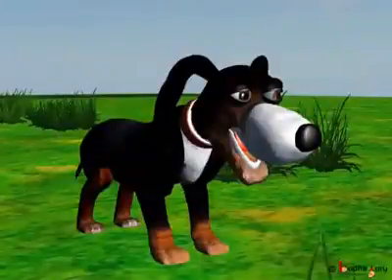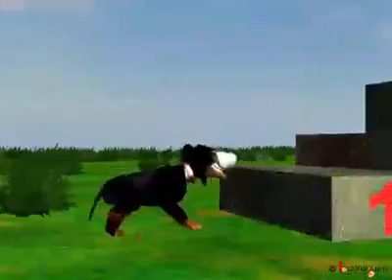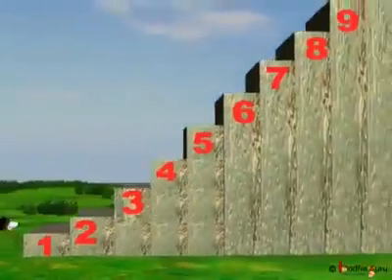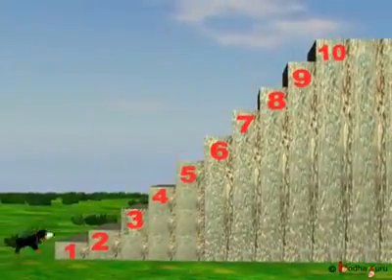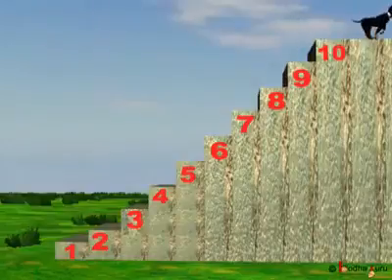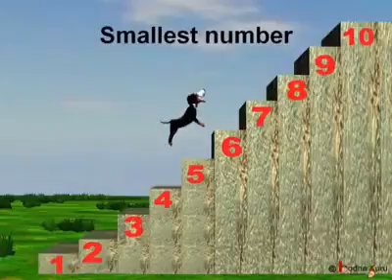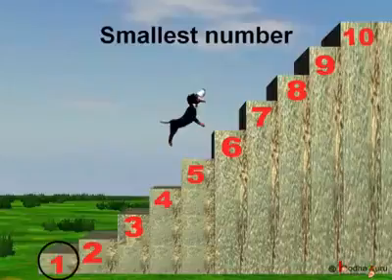Bones on the top of the staircase. It climbed up in a hurry to get them. The number of stairs were written as 1, 2, 3, 4, 5, 6, 7, 8, 9, 10. Now tell me, which is the smallest number here?